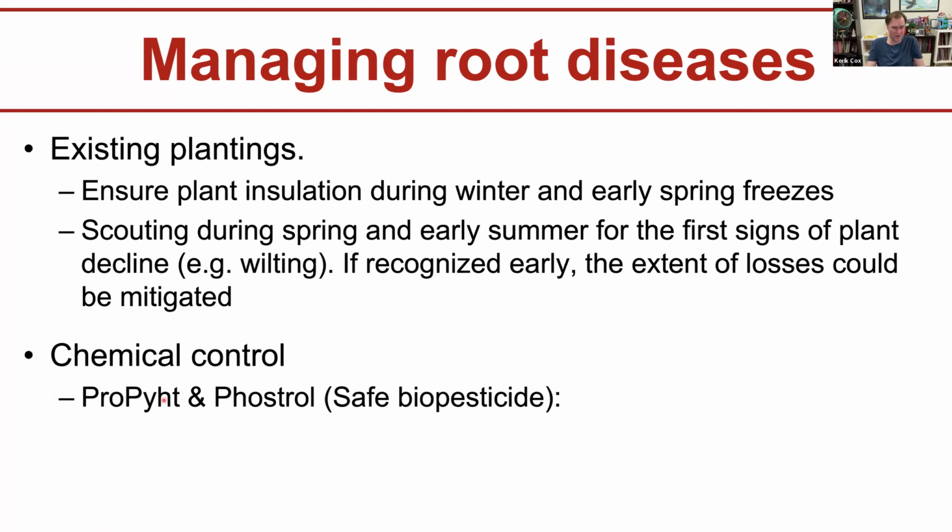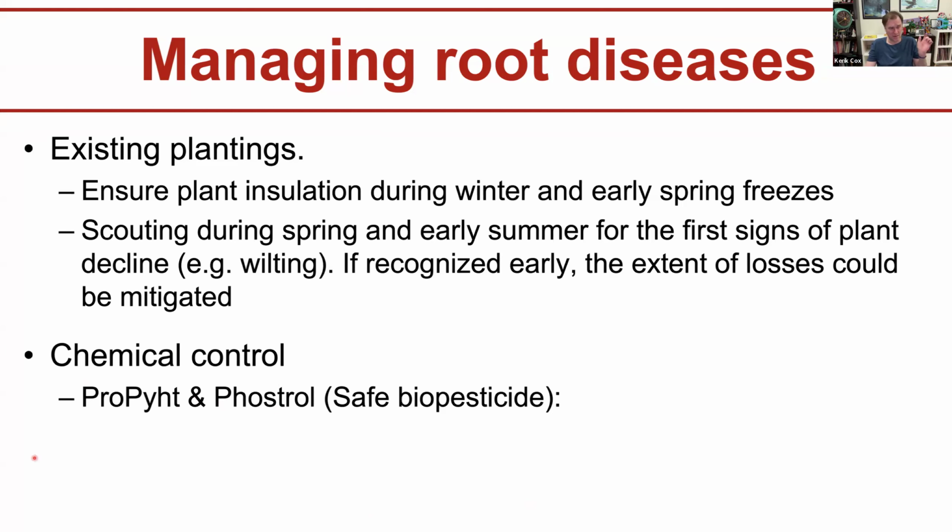Chemical control: Profite, Phostrol, and Rampart. These are safe biopesticides. These work really well on Phytophthora and black root rot. They are phosphorous acid materials. It's a phosphorous acid salt, and it will get translocated up and down the plant, which is great because you want it to go straight to the roots for these root troublemakers.